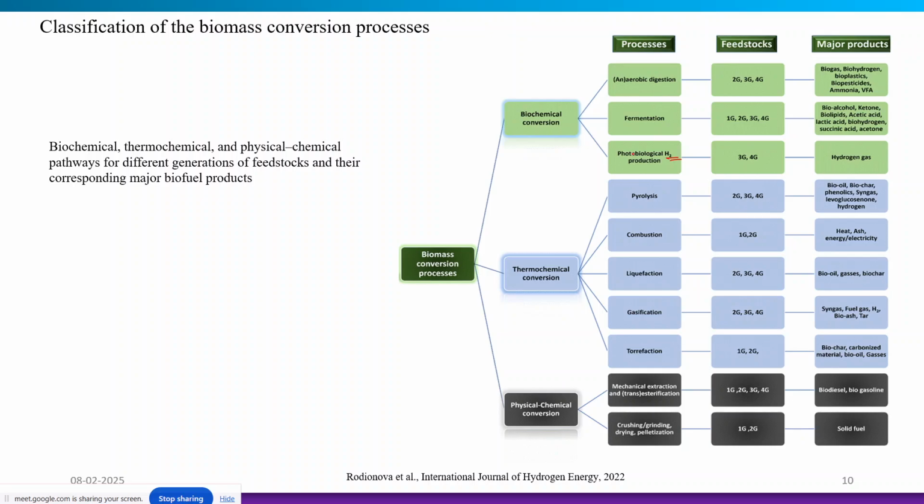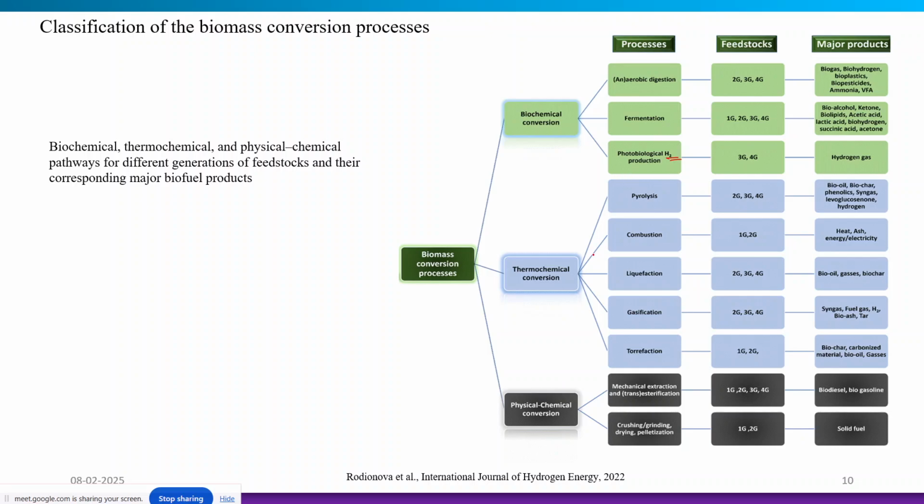And in the fermentation process, we get biofuels of all generations, from first generation to fourth generation. We get bioalcohol, ketone, biolipids, acetic acid, lactic acid, biohydrogen, and acetone. Those are highly valuable products for the chemical industry. Succinic acid also. Okay, so in photobiological hydrogen production, third and fourth generation biofuels are produced, and mostly we get hydrogen gas when we opt for this process.